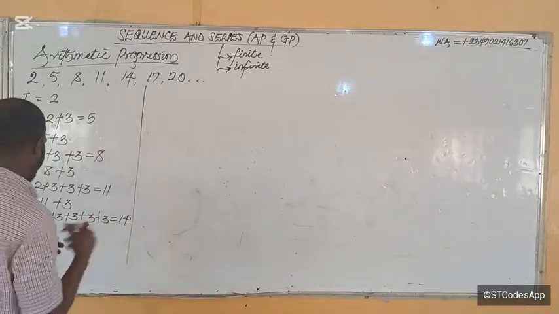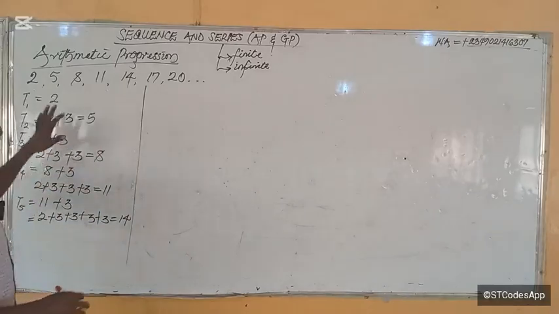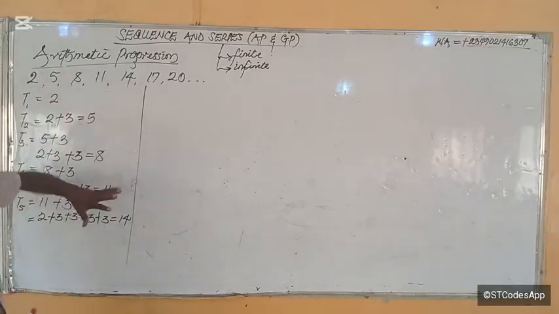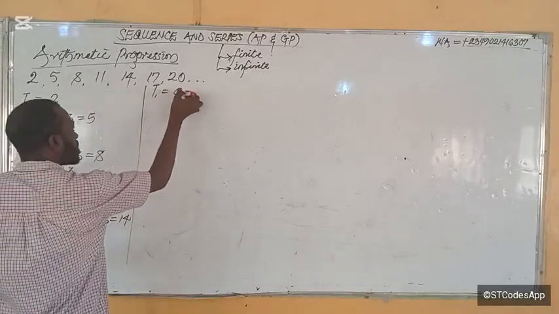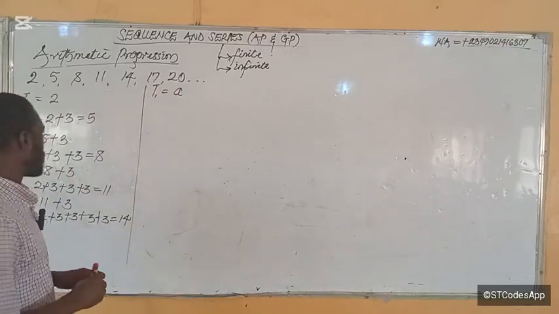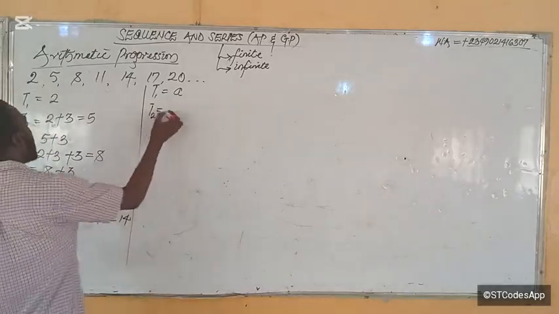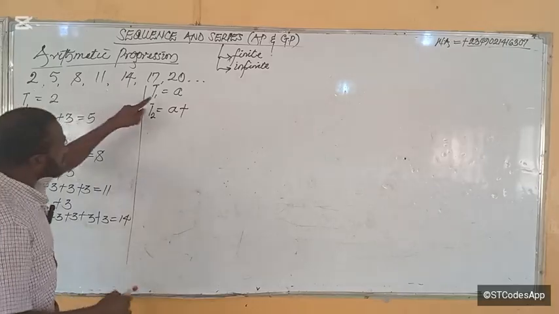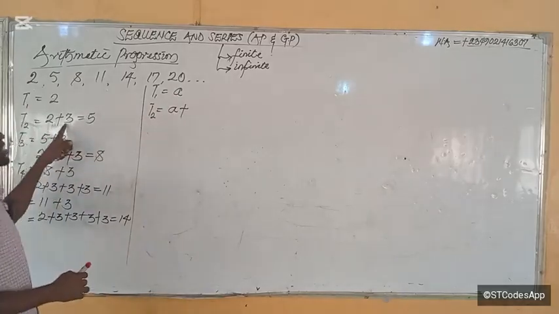Because you notice that something is repeating, there is something common here that keeps appearing. So now let's call the first term A. Let's say we don't know the first term, we'll call it A. According to this expression, to get T2, we will add the first term to a particular 3. If we call the first term A, to get the second term, we'll add that A to a particular 3.